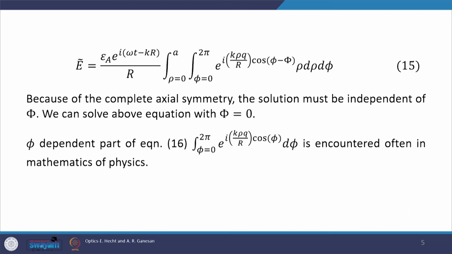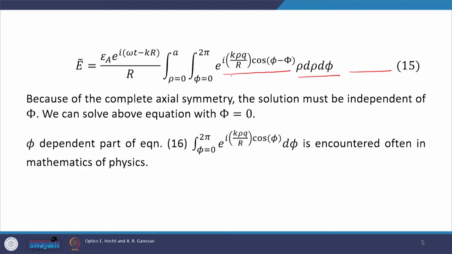Now, with all this substitution and after putting the appropriate limits, the expression of the total field at point of observation P would be given by equation number 15, where ds is replaced by rho d rho d phi, and small y, small z, capital Y, capital Z are also replaced with the appropriate expressions. Of course, the limit of integration for phi would vary from 0 to 2 pi, because it is a full circle, and rho, which is the radial distance of the area element, will vary from 0 to a, where a is the radius of the circle, or radius of the aperture.